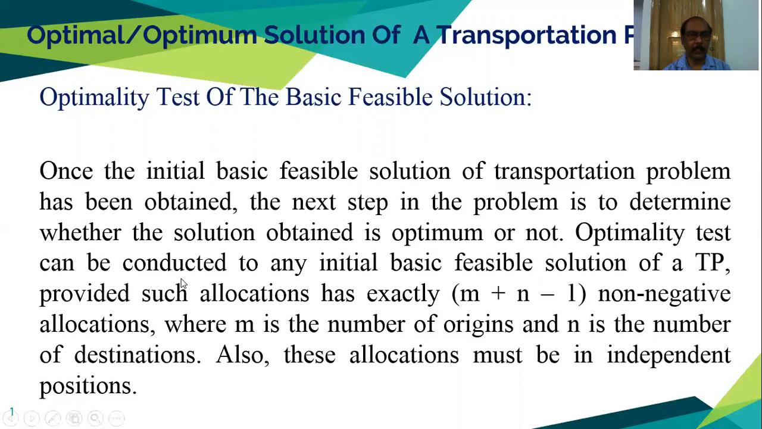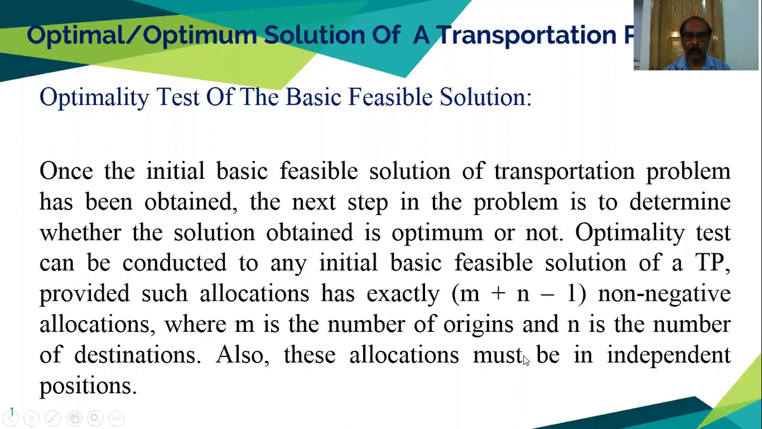Optimality test can be conducted on any initial basic feasible solution of a transportation problem, provided the number of allocations is exactly m plus n minus 1. That means the number of allocations should be m plus n minus 1. M is the number of origins or the factories or the sources, where the stock is available, and n is the number of destinations, where the demand is created. These are non-negative allocations.